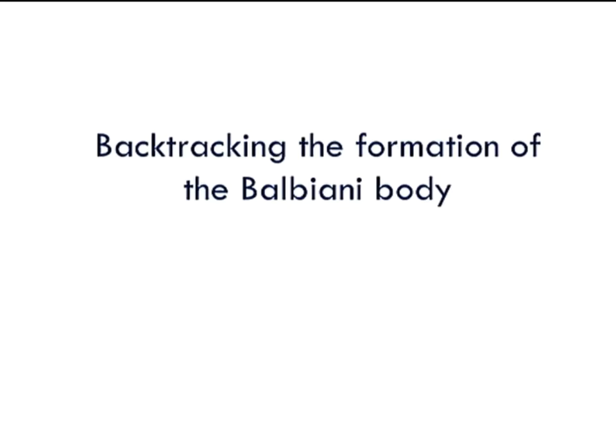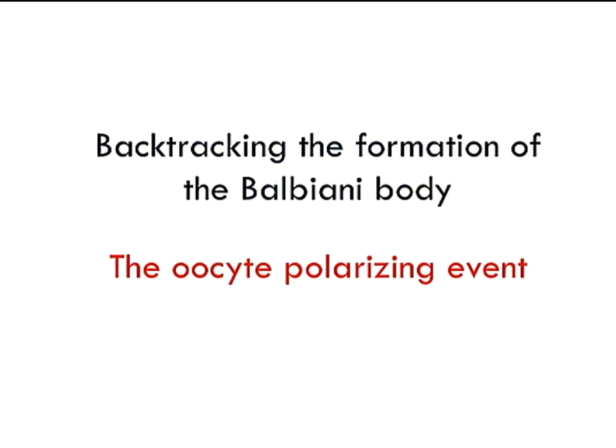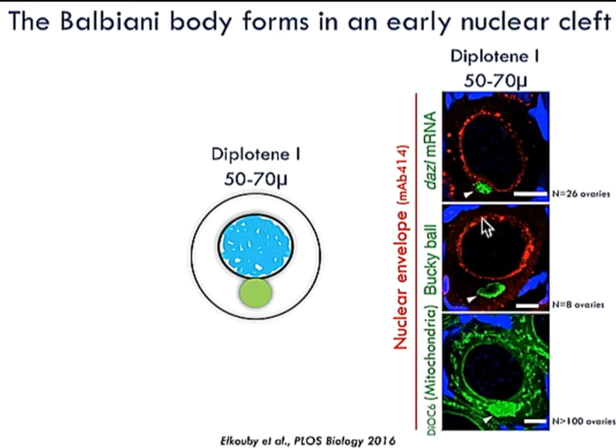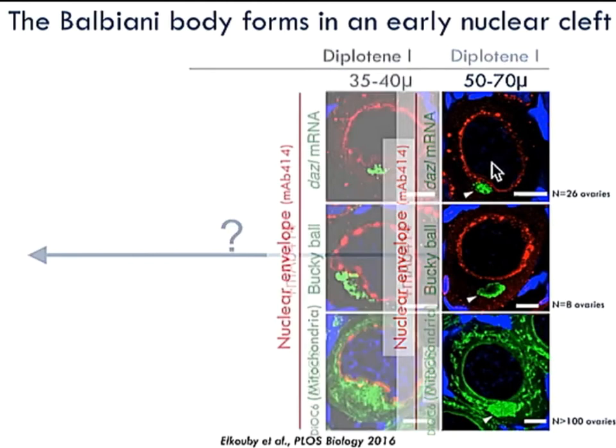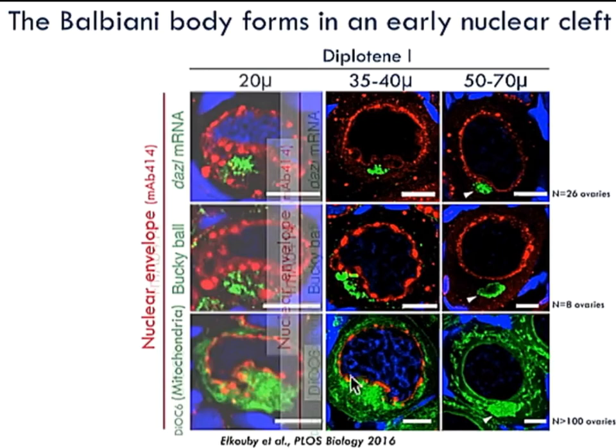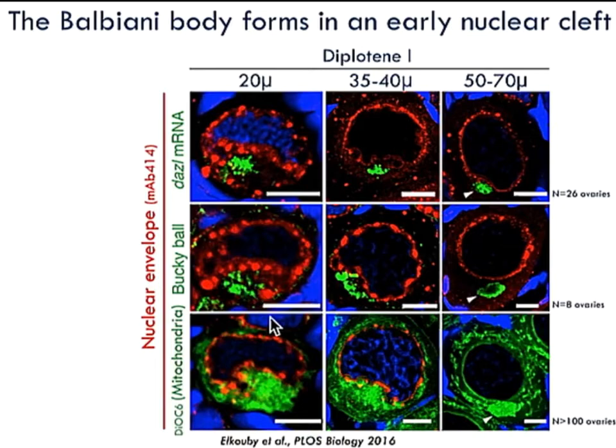To start addressing these questions, I wanted to first backtrack the formation of the Balbiani body and find the oocyte polarizing event. To do so, I visualized three components of the Balbiani body: the dazzle mRNA, the Bucky ball protein, and Balbiani body mitochondria as detected with the DiOC6 lipid dye, simultaneously with the nuclear envelope. Backtracking these in development reveals their localization in this nuclear indentation that is even more pronounced earlier, forming what we term the nuclear cleft. And we could detect this polarized aggregation of Balbiani body components in the nuclear cleft as early as pachytene stages of meiosis I.